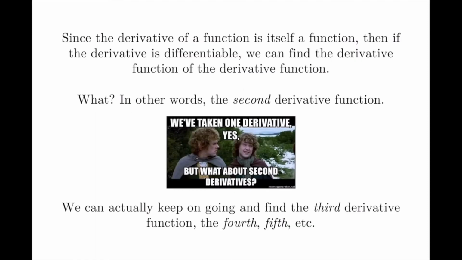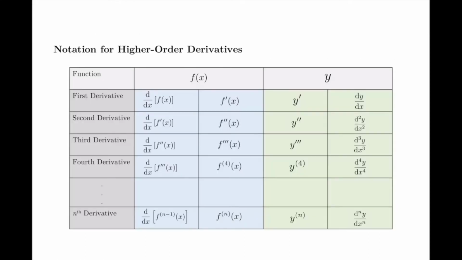Since the derivative of a function is itself another function, meaning that it has variables in it and it has outputs that give us the slope of the original function, then if the derivative is differentiable, meaning it has a derivative itself, then we can find the derivative function of the derivative function. That's really confusing, so in other words, we call this the second derivative function. And we can actually keep on going and find the third derivative function, the fourth, the fifth, as many derivatives as we'd like. Here is how we notate higher order derivatives.